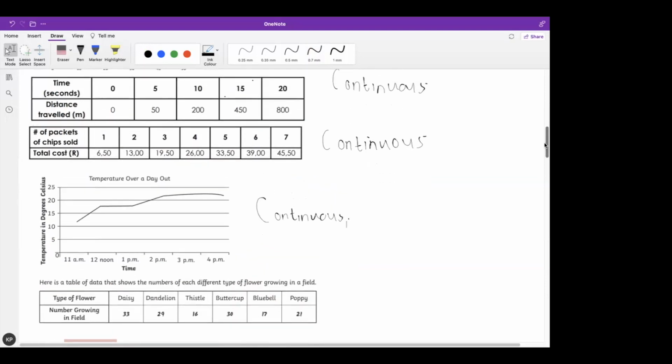Okay, last one. Here's a table of data that shows the number of each type of flower in a field. So in a field, we have 33 daisies, 29 dandelions, 16 thistles, 30 buttercups, 17 bluebells, and 21 poppies. Is this continuous or discrete data?